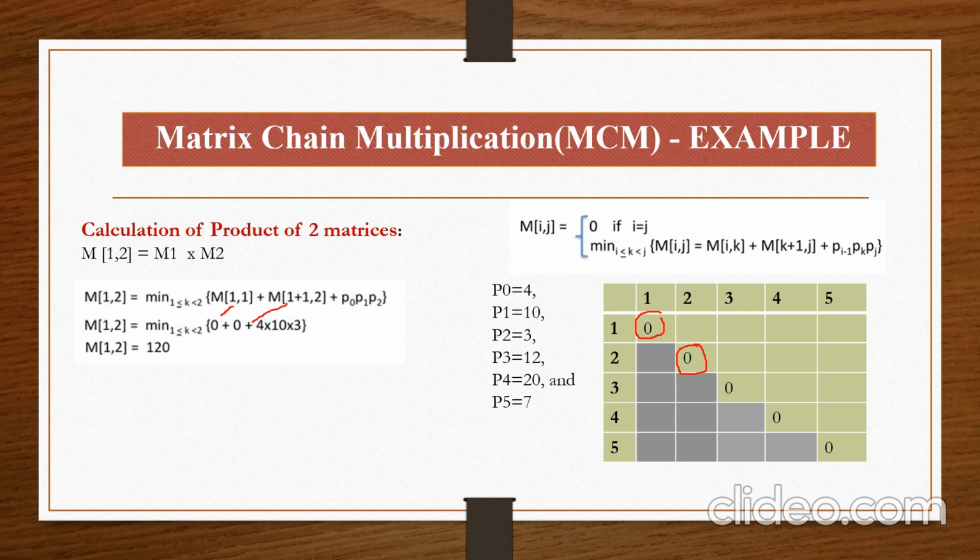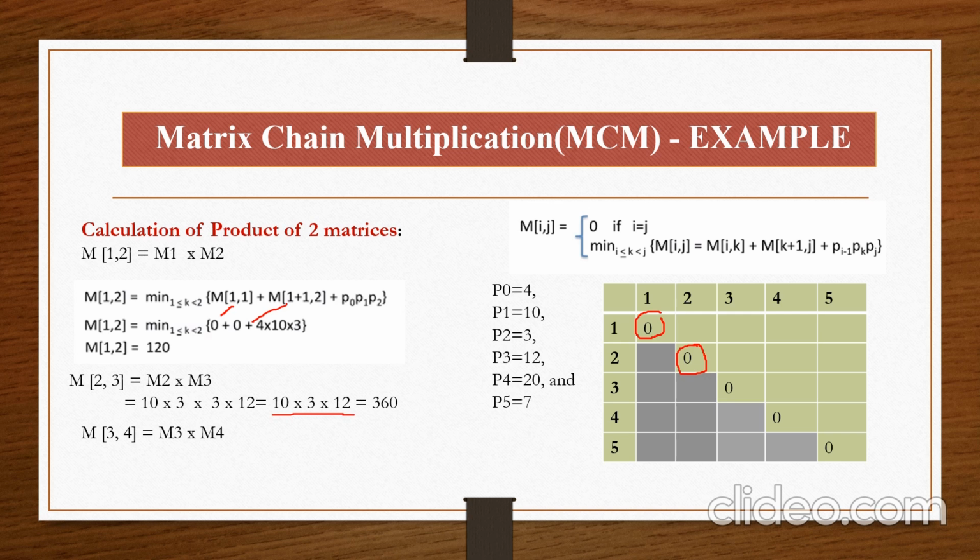Similarly, we need to find the value of m[2,3]. When you apply the same formula, you will get zeros for the values of m[i,k] and m[k+1,j]. You need to multiply only the values of p[i-1], p[k] and p[j], which is nothing but p1, p2 and p3. So p1, p2, p3 is multiplied and we got 360.